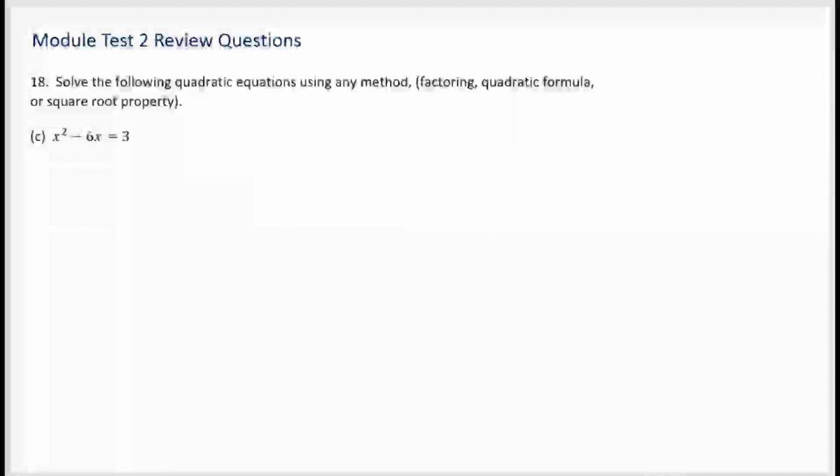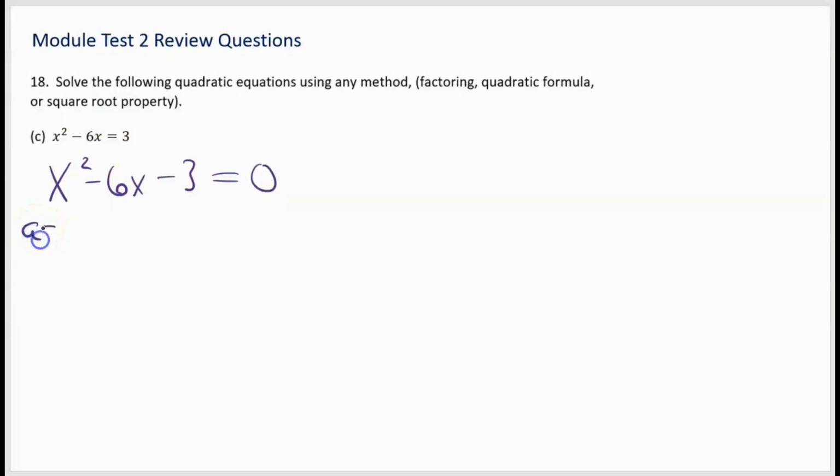Notice my next quadratic equation is not equal to 0. I must get it equal to 0. That's x squared minus 6x. I'm going to subtract that 3 to the left. Minus 3 equals 0. If it would factor, I would, but it doesn't. Look, a is equal to 1, b is equal to negative 6, and c is equal to negative 3. Similar to the last problem. So I'll plug it in my formula.